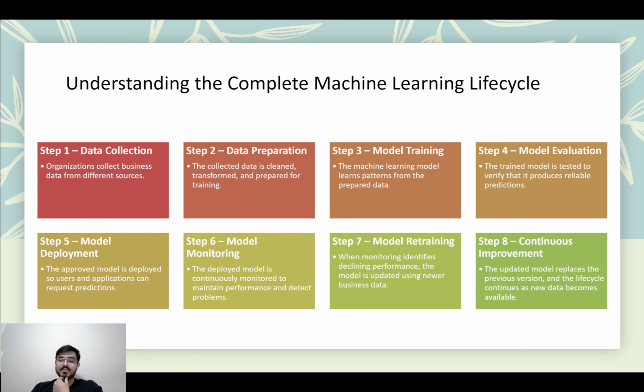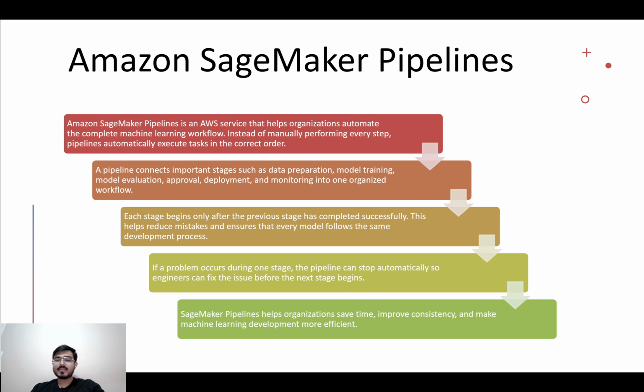Deployed models must continue to be monitored so organizations know whether they are still making accurate predictions. If monitoring shows the performance is decreasing because customer behavior or business conditions have changed, engineers retrain the model using new data. The updated model is then deployed again. The entire process continues throughout the life of the machine learning system. This is why we call it a lifecycle. Let's move to the next slide. So now let's learn about one of the AWS services that helps automate this lifecycle.